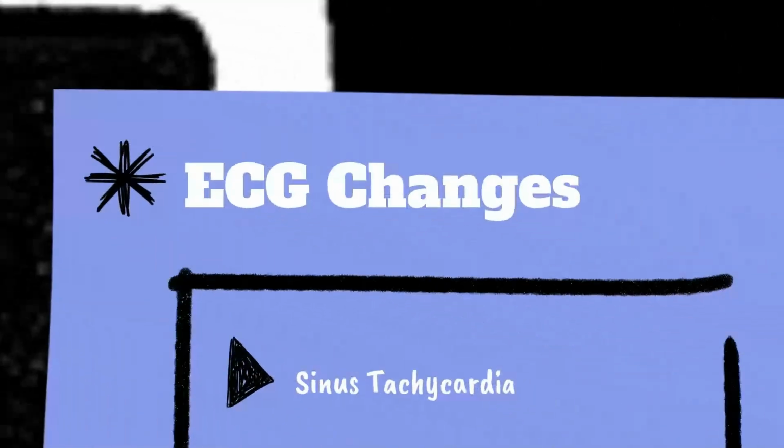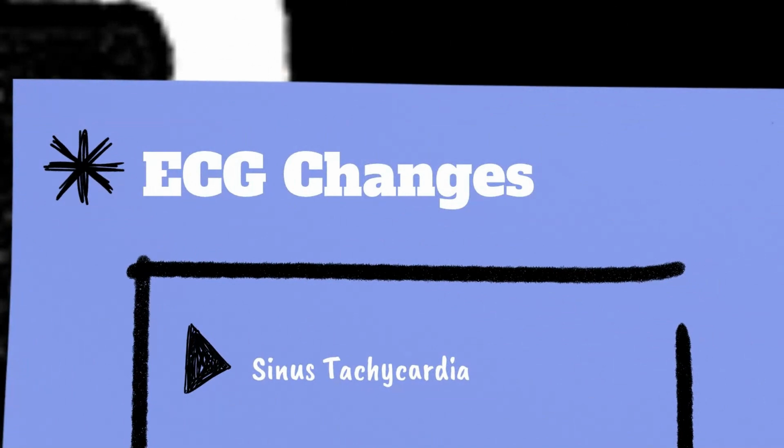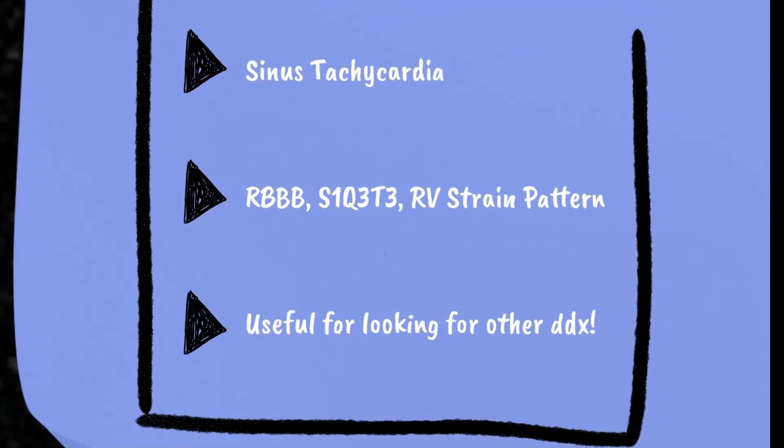An ECG is often also performed to help with the diagnosis of PE, as it helps you consider alternative causes of chest pain, so for example ACS. The most common rhythm seen is sinus tachycardia on an ECG in PE, but you can also present with AF, S1, Q3, T3, new right bundle branch block, RV strain pattern, or even a normal sinus rhythm.